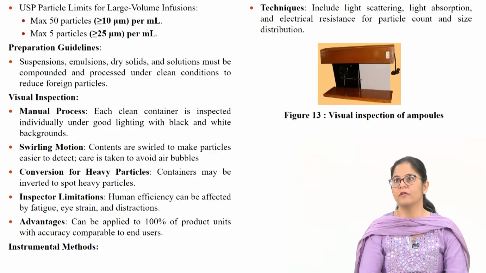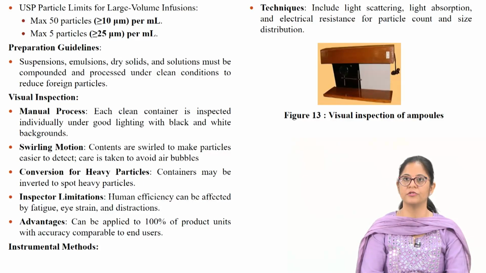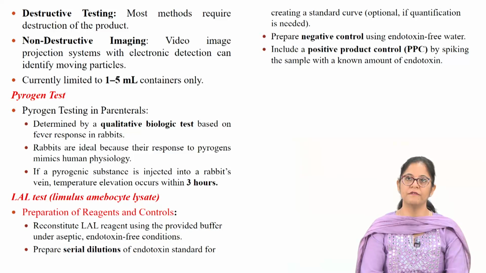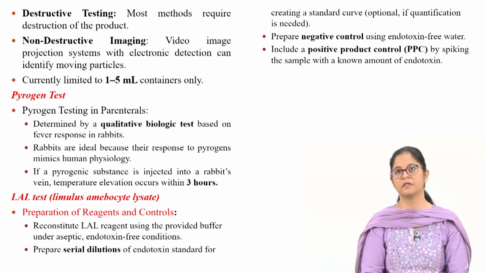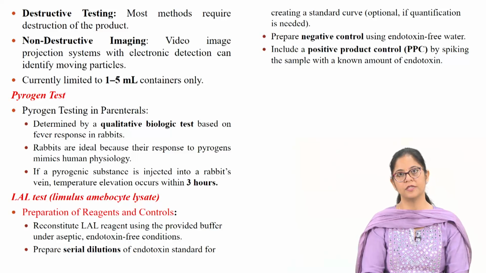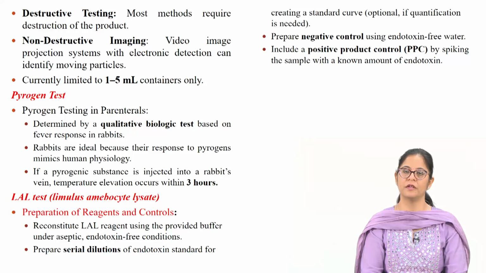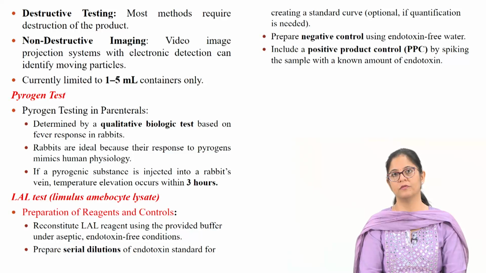However, instruments can also be used, like light scattering, light absorption, and electrical resistance for determining the particle count and size distribution. Destructive testing can also be done. Most methods require destruction of the product, which is a loss. So, this is generally not preferred, but wherever required and indispensable, it is also used. Non-destructive imaging: video images are taken of the product to identify the moving particles. This is limited to 1 to 5 ml containers only.